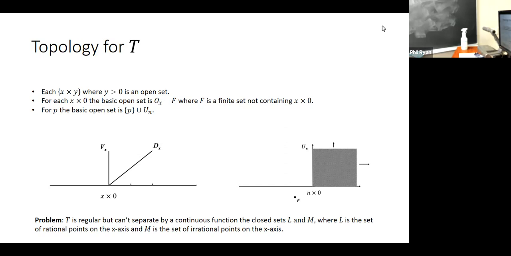I didn't do that correctly. So it turns out this is a regular space, but you have problems. You can't separate by a continuous function a point on here, a rational point on here, from the set of irrational points.